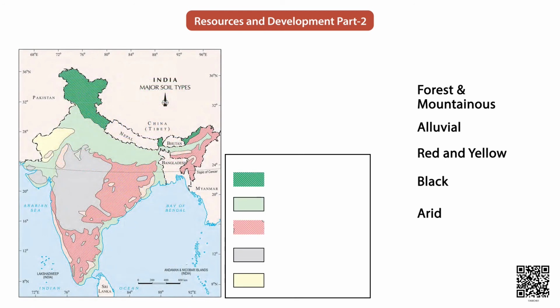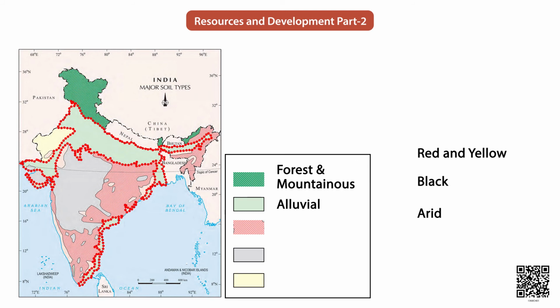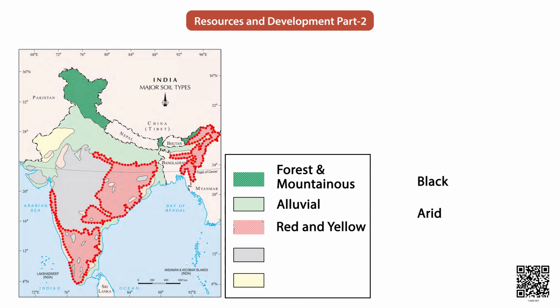One more exercise. The given map show major soil types found in India. We have to choose the name of the soil and place it on the map where it is found. Let's do it. Forest and mountainous soil, alluvial soil, red and yellow soil, black soil, arid soil.